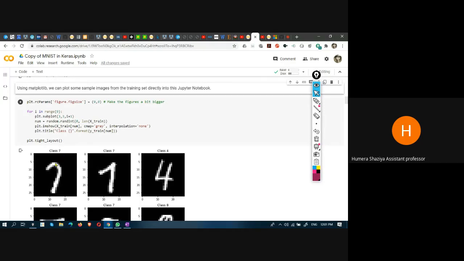So students, this is class 7. How are you printing that? You are using one for loop and you are creating a figure with figure size 9 by 9. 9 by 9 means you will have 9 figures, and each line you should have 3, means subplot. You're using subplot 3 by 3. No, I'm so sorry, this is the figure size. This is the figure size.